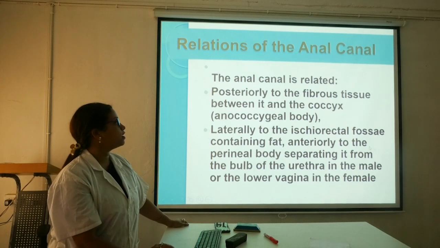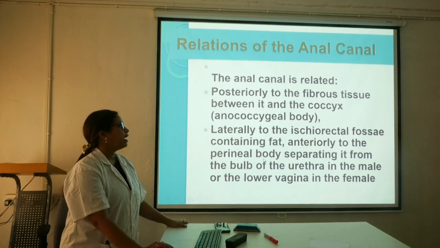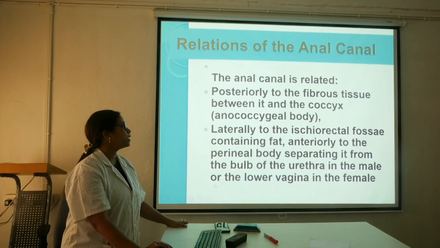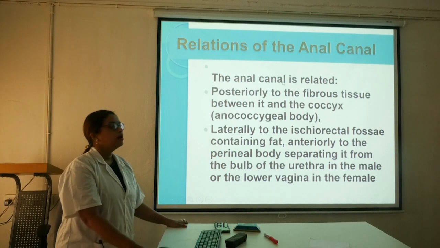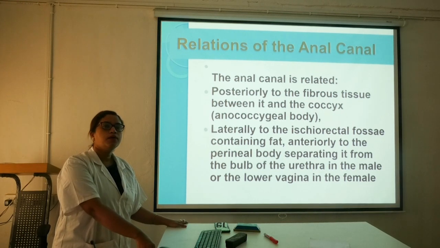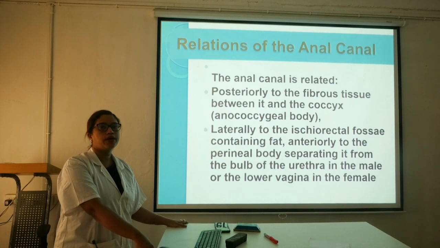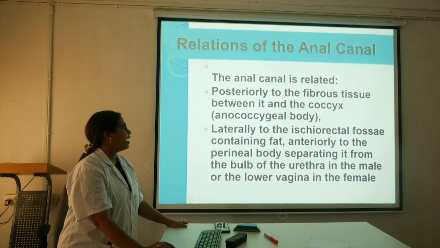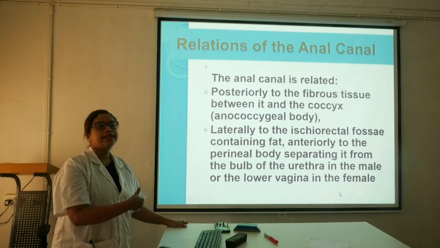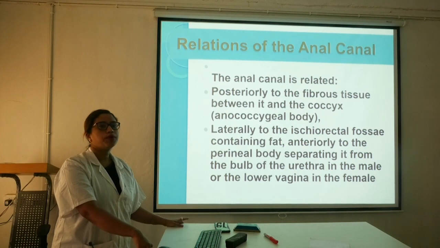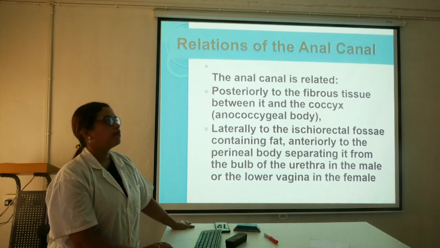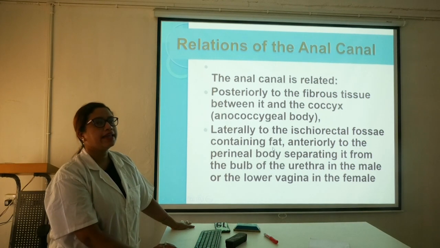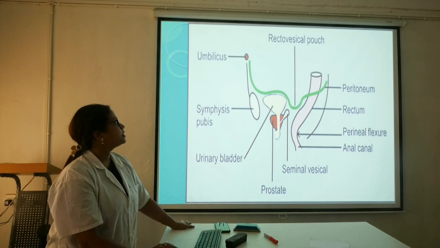Next one is ischiorectal fossa containing the fat, anteriorly to the perineal body and separating the bulb of urethra in case of male and lower vagina in case of female. Okay, so laterally কি আছে? Ischiorectal fossa. Posteriorly কি আছে? Anococcygeal body and coccyx, and at the lower part anteriorly কি আছে? In case of male it is bulb of urethra. Okay, and in case of female it is the lower vagina. So these are the relations of the anal canal.